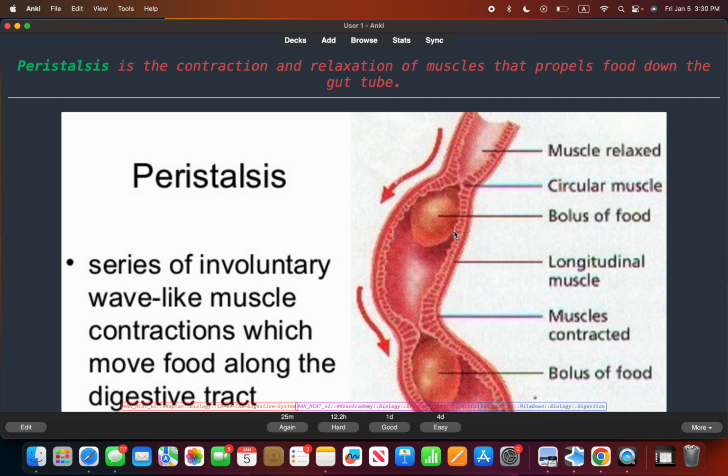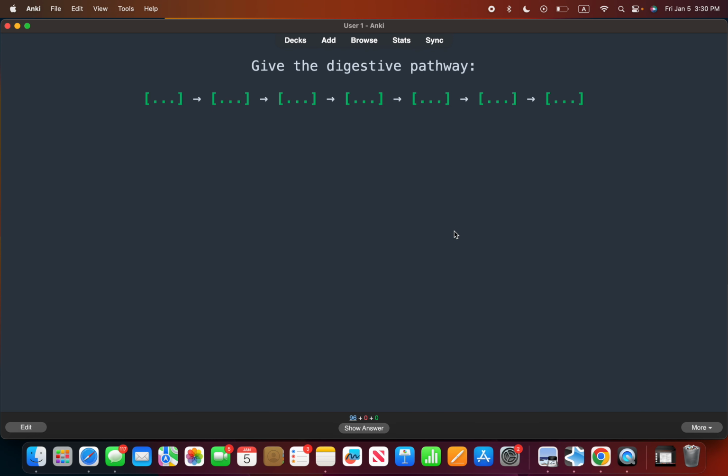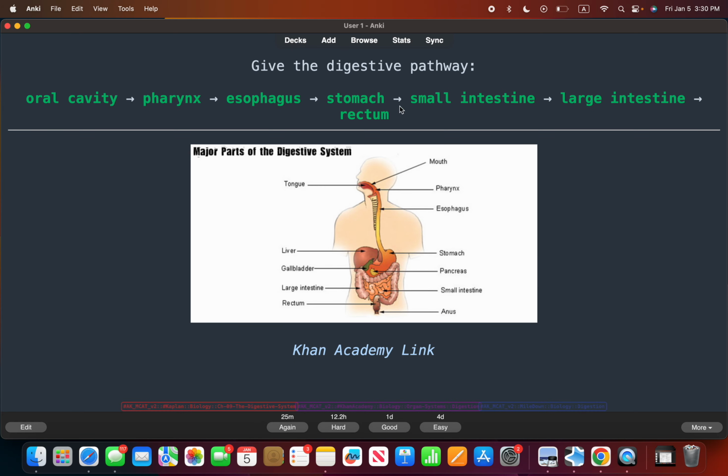So that's good. The digestive pathway starts from the oral cavity, goes to the pharynx, then the esophagus, then the stomach, then the small intestine, large intestine, and finally the rectum. Perfect. So we have that down.